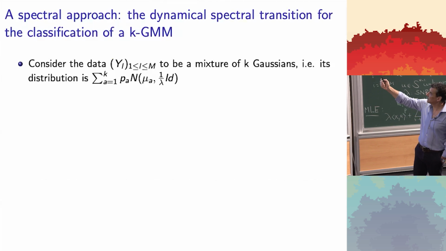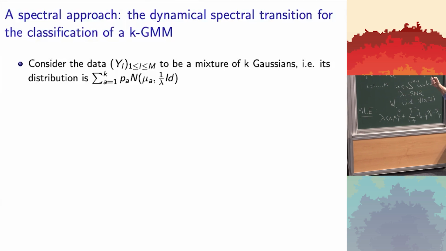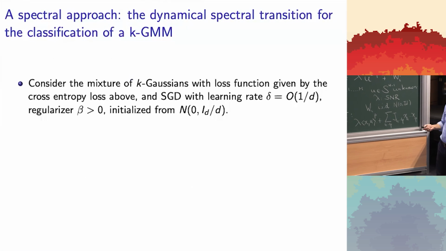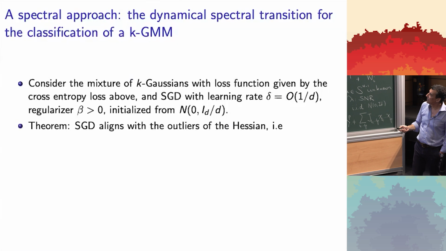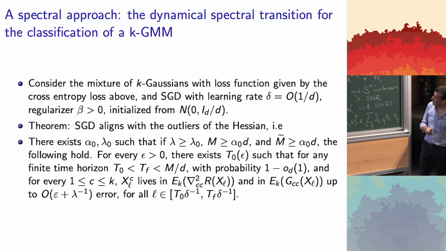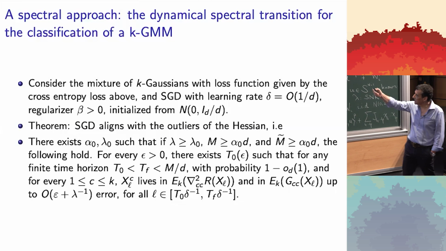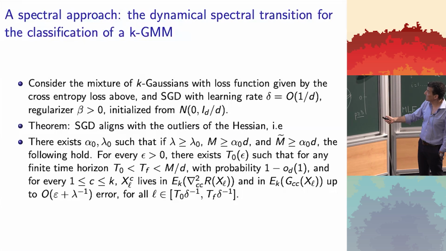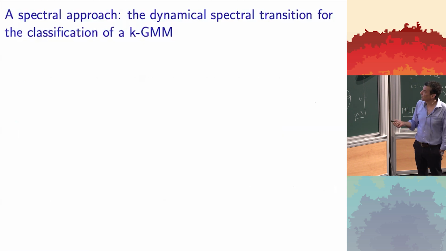Yes? Yeah. So that's the case I wanted to finish with. That's the classification of k-GMMs. That's what we said. That's the loss. And now, if I take a learning rate which is of order 1 over d, the SGD aligns with the outliers of the Hessian. Here's a theorem. There exists, so this gives you quantitatively how much data you need and after how much time. You see that this tells you that the SGD in block C lives in the eigenspace of the block of the Hessian of the loss function, and the size of the error. So it says it works.